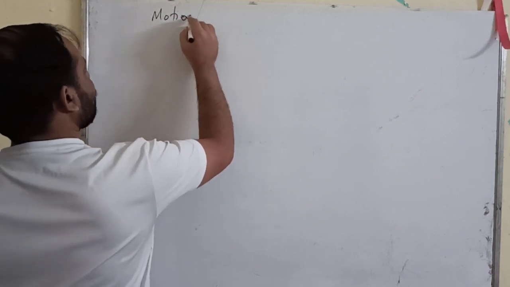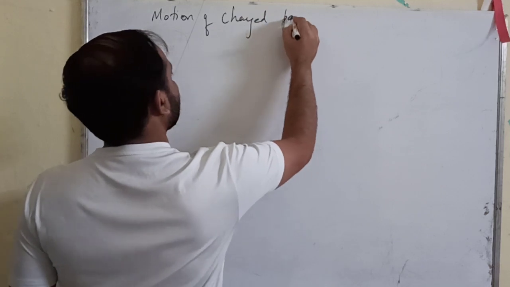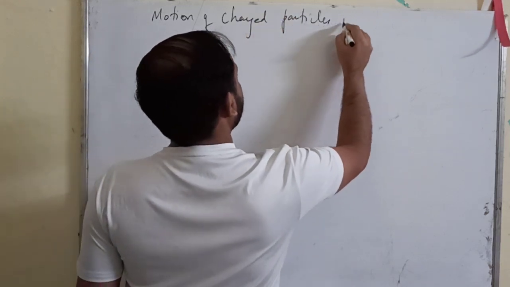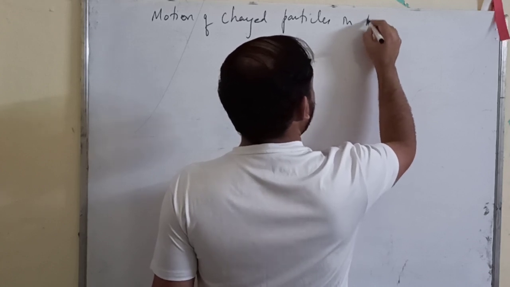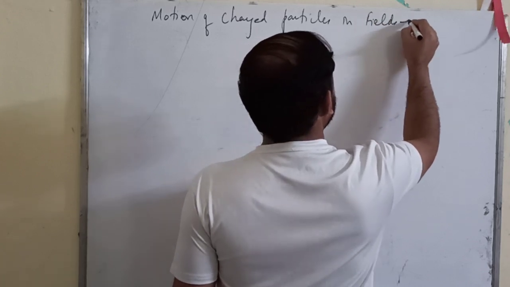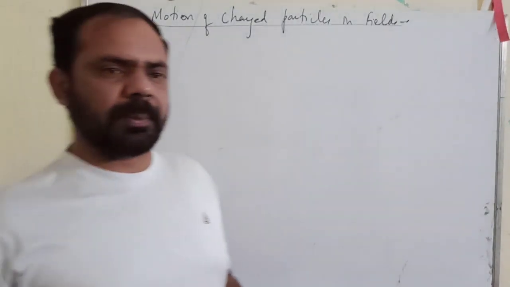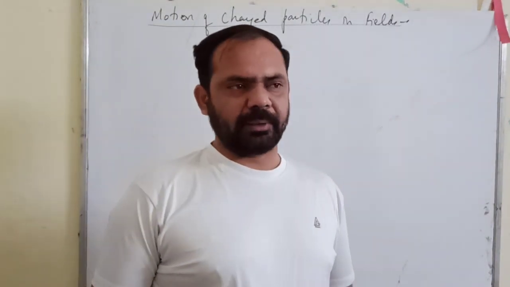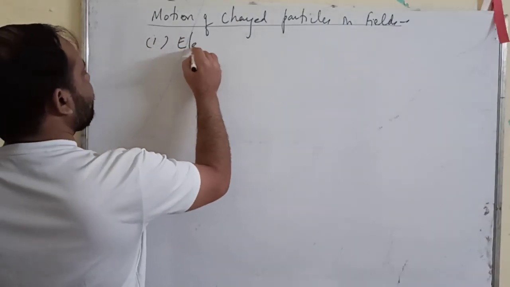Motion of charged particles in electric and magnetic fields, means in both the fields. We will discuss how the charged particles move inside the fields, and first of all inside the electric field.